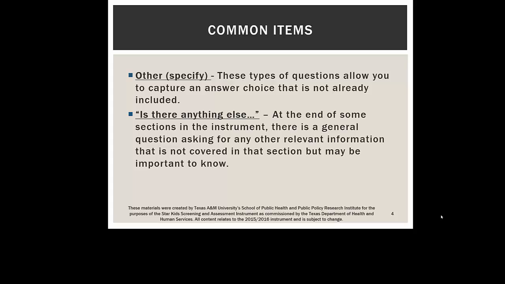Other. These types of questions allow you to capture an answer choice that's not already included. You'll input the code that applies and then include a brief description about the item in the space provided. And is there anything else? At the end of some sections in the instrument, there's a general question asking for any other relevant information that's not covered in this section but may be important to know.